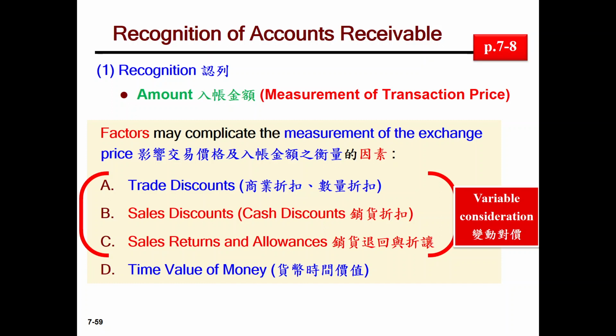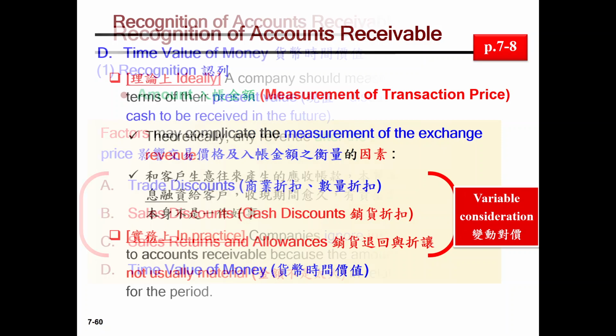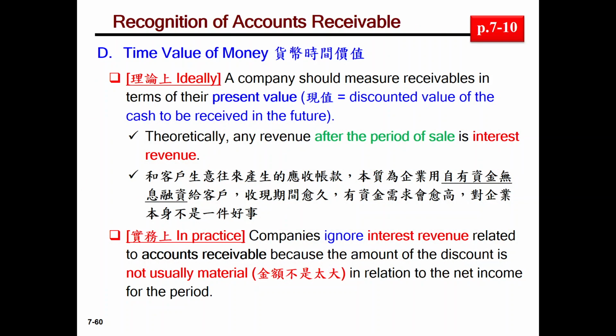But in accounting, here I want to tell you, for 2 reasons, we won't consider that factor, even though it's quite basic and important. First is when the amount is not material. So the amount is not that big. When the amount is not that big, accounting will ignore time value of money.